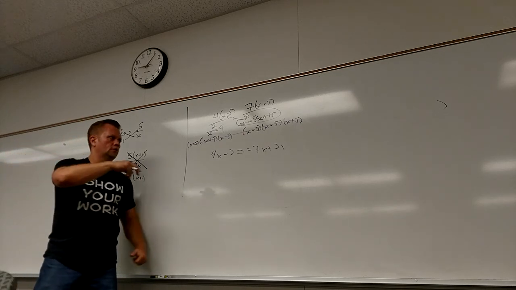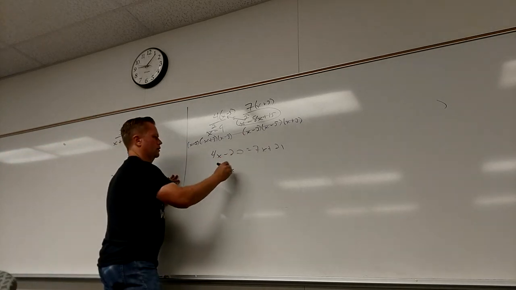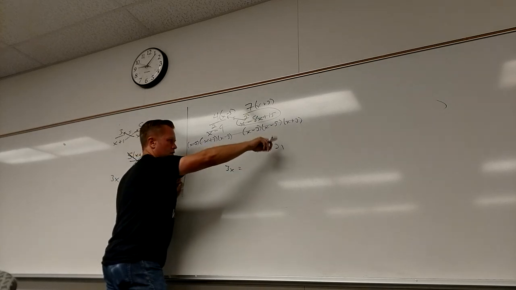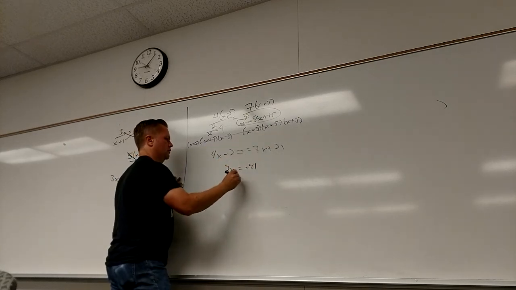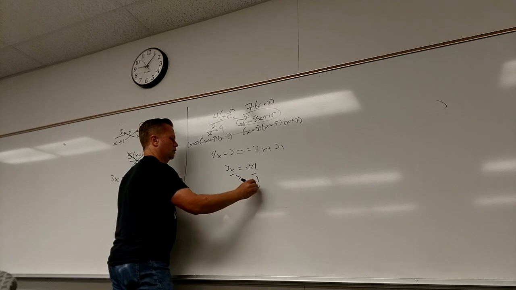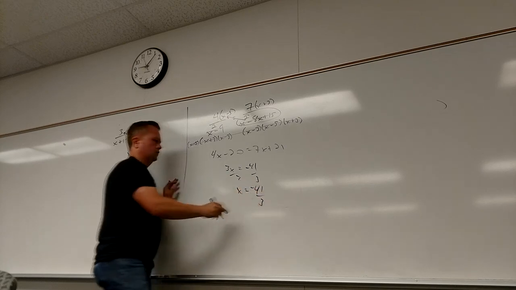Okay. And so you subtract 4x, subtract 21, divide by 3, 41 over 3.